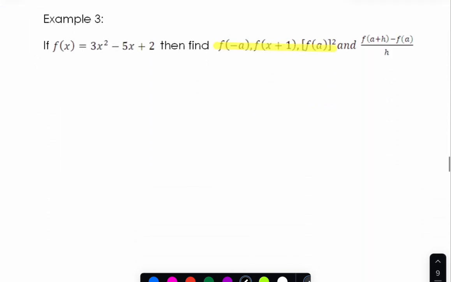Here's just some practicing using function stuff. We're going to just do the first 3 on this page. There's not enough room to do the last one. So let's do the first 3. And let's start out with f of negative a.